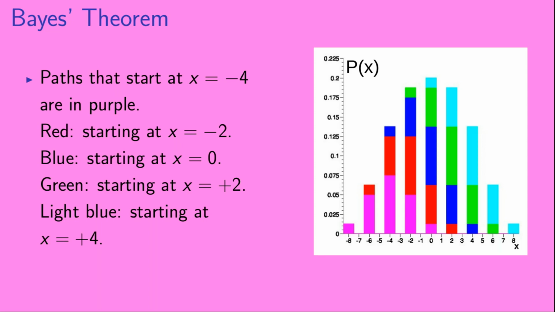In dark blue, we show the contributions from paths starting at x equals 0. In green, we see the contribution from paths starting at x equals +2. And in light blue, we see the contribution from paths starting at x equals +4.